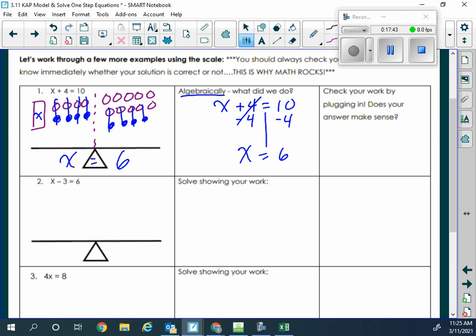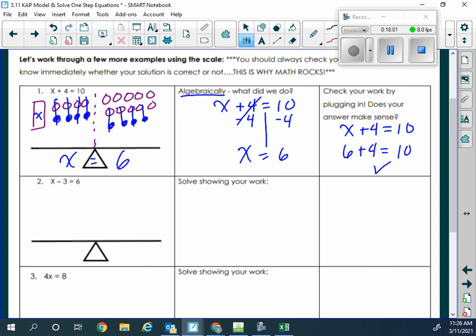And that's it. The final step right here says you should always check your work to know immediately whether your solution is correct. So meaning write down the original problem, but instead of x, put a 6. And then ask yourself if that's true. Is 6 plus 4 equal to 10? Yes. So that's how we know we did it right.